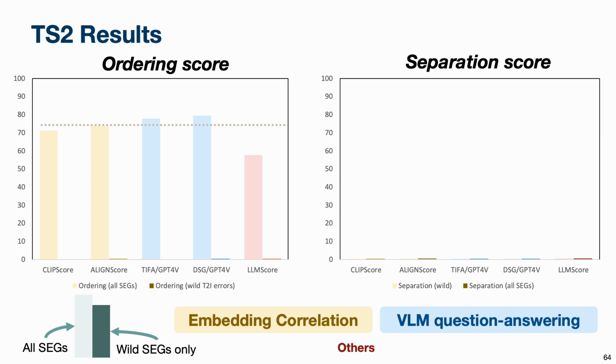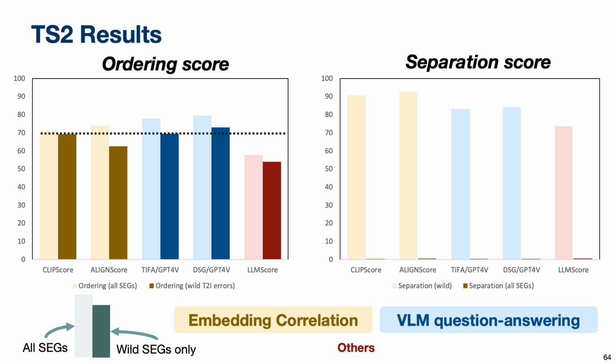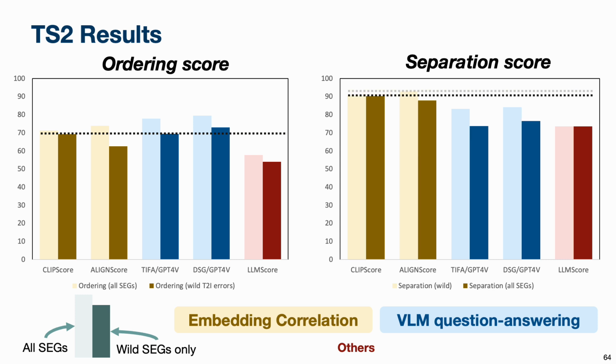So there's a slight gain in performance over those using the VLM question answering metrics that were widely believed to be better. But when we move to only the semantic error graphs containing natural real-world errors from text-image models, we find that the performance gap closes considerably. And for the separation score, the difference is even more dramatic, where there's a clear overperformance of the embedding correlation-based metrics over the VLM metrics.